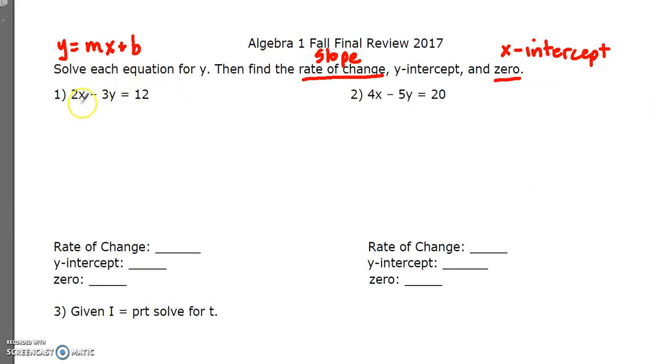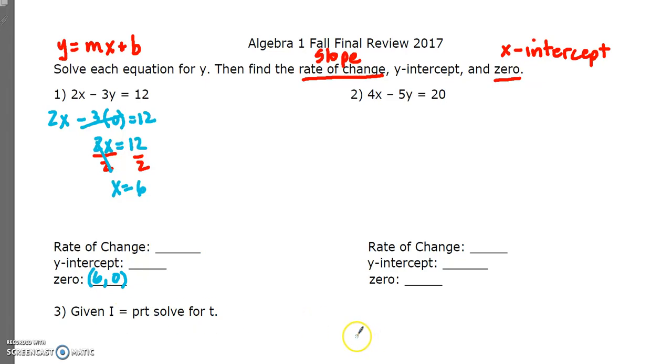So if I want the x-intercept, I merely replace my y with 0. So I will have 2x minus 3 times 0 equals 12. And negative 3 times 0 is 0, so basically it's gone, and I'm left with 2x equals 12. And then I will divide by 2 on both sides of my equal sign, and then I will have my x-intercept, which 12 divided by 2 would be 6. So my 0 is going to be 6, and I can write 6 comma 0 if you'd like to indicate it as a coordinate point.